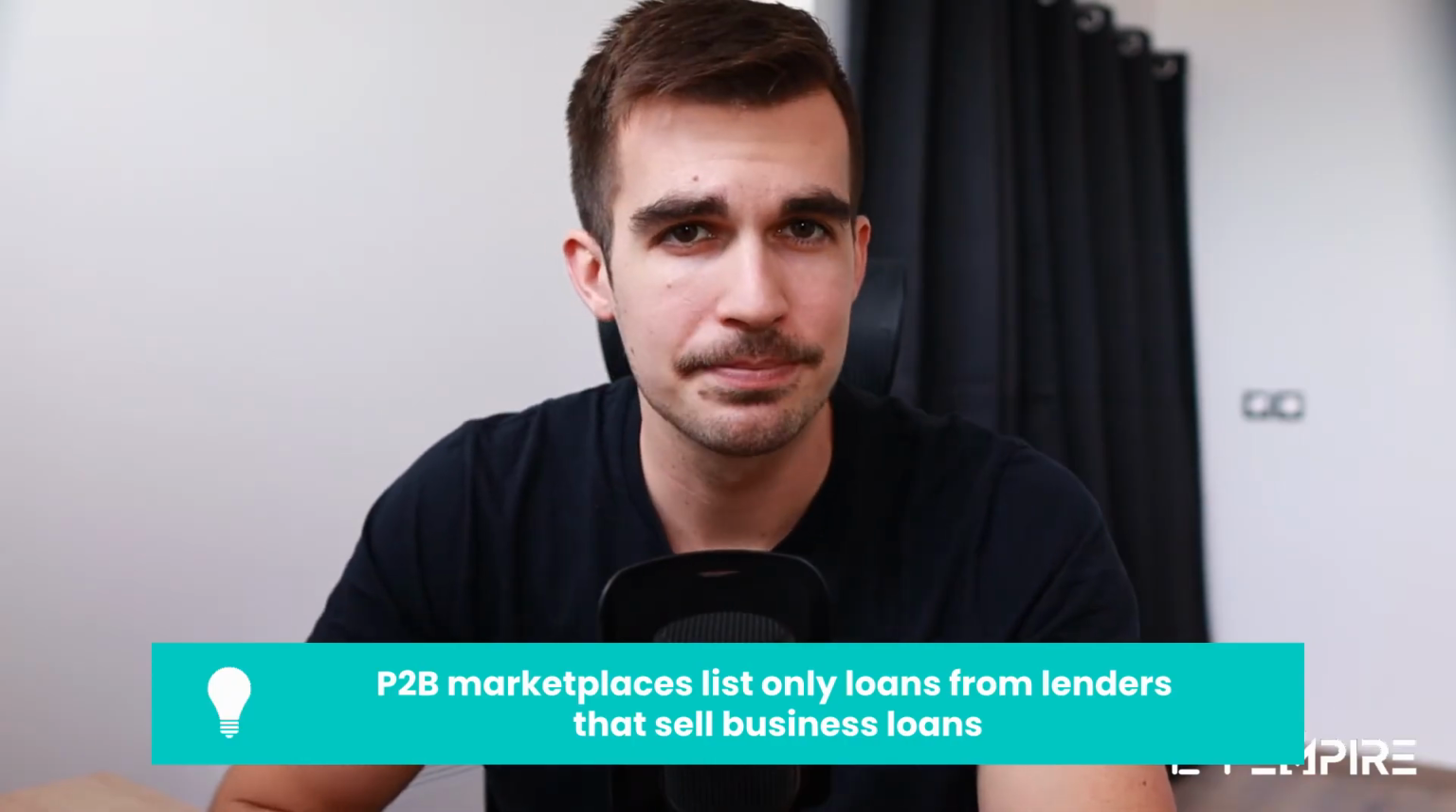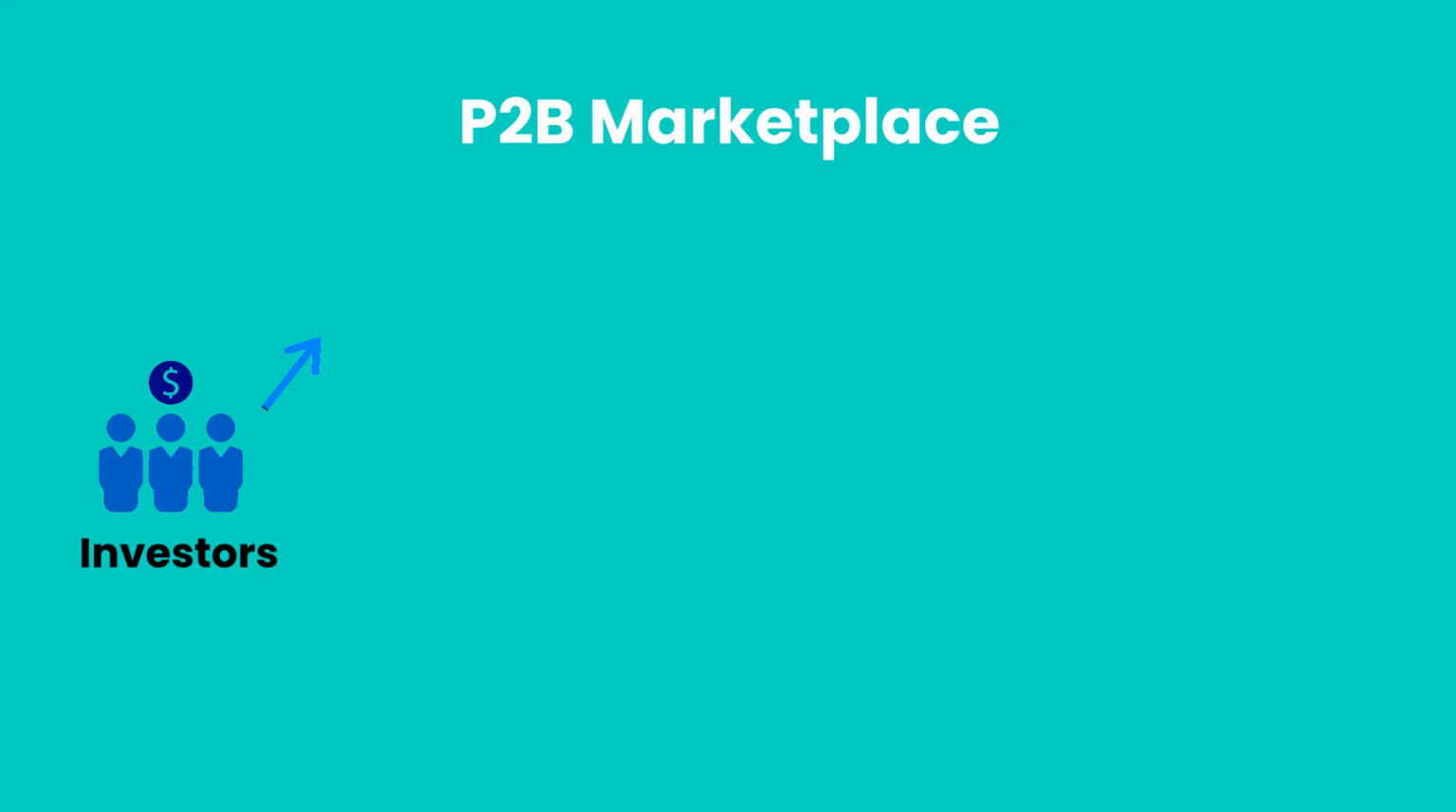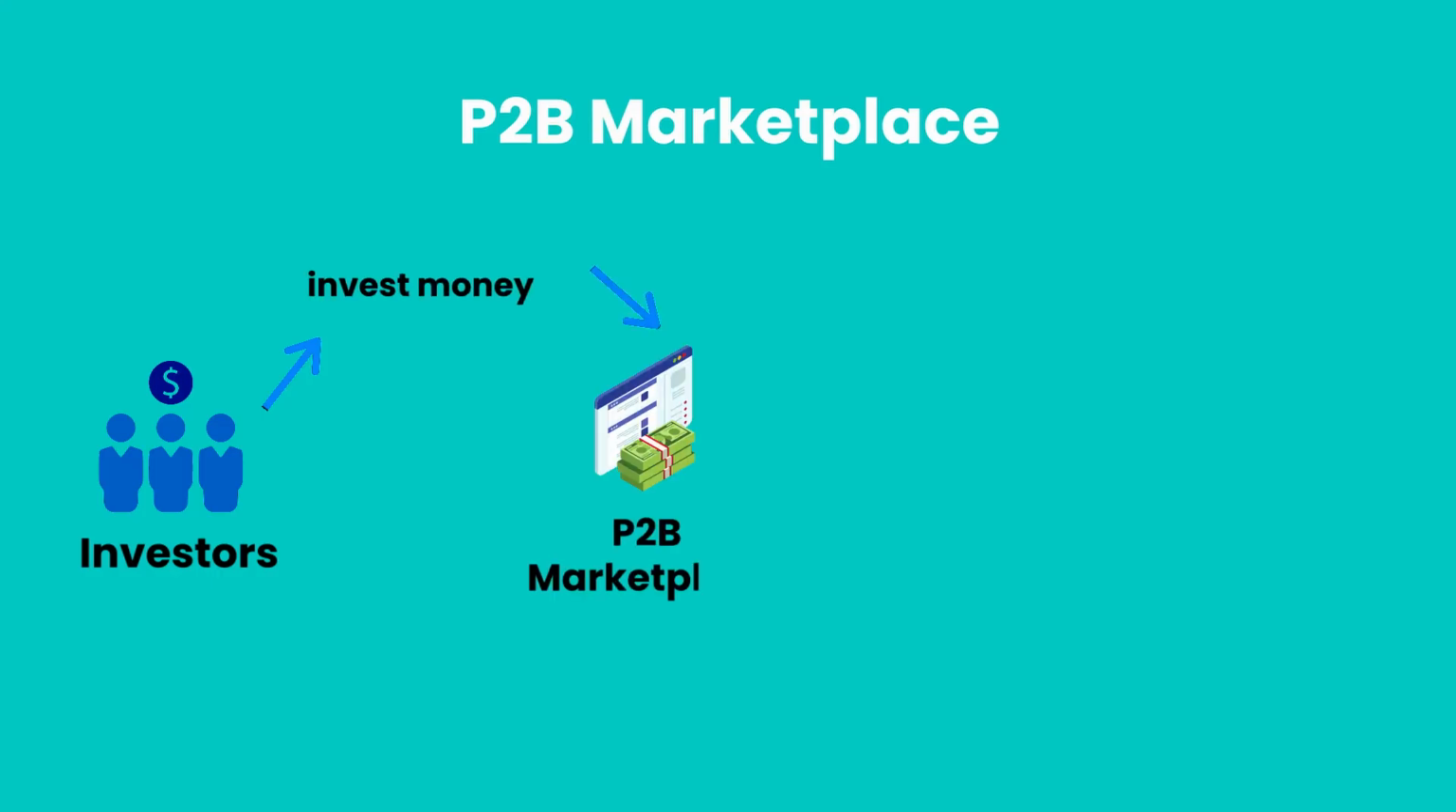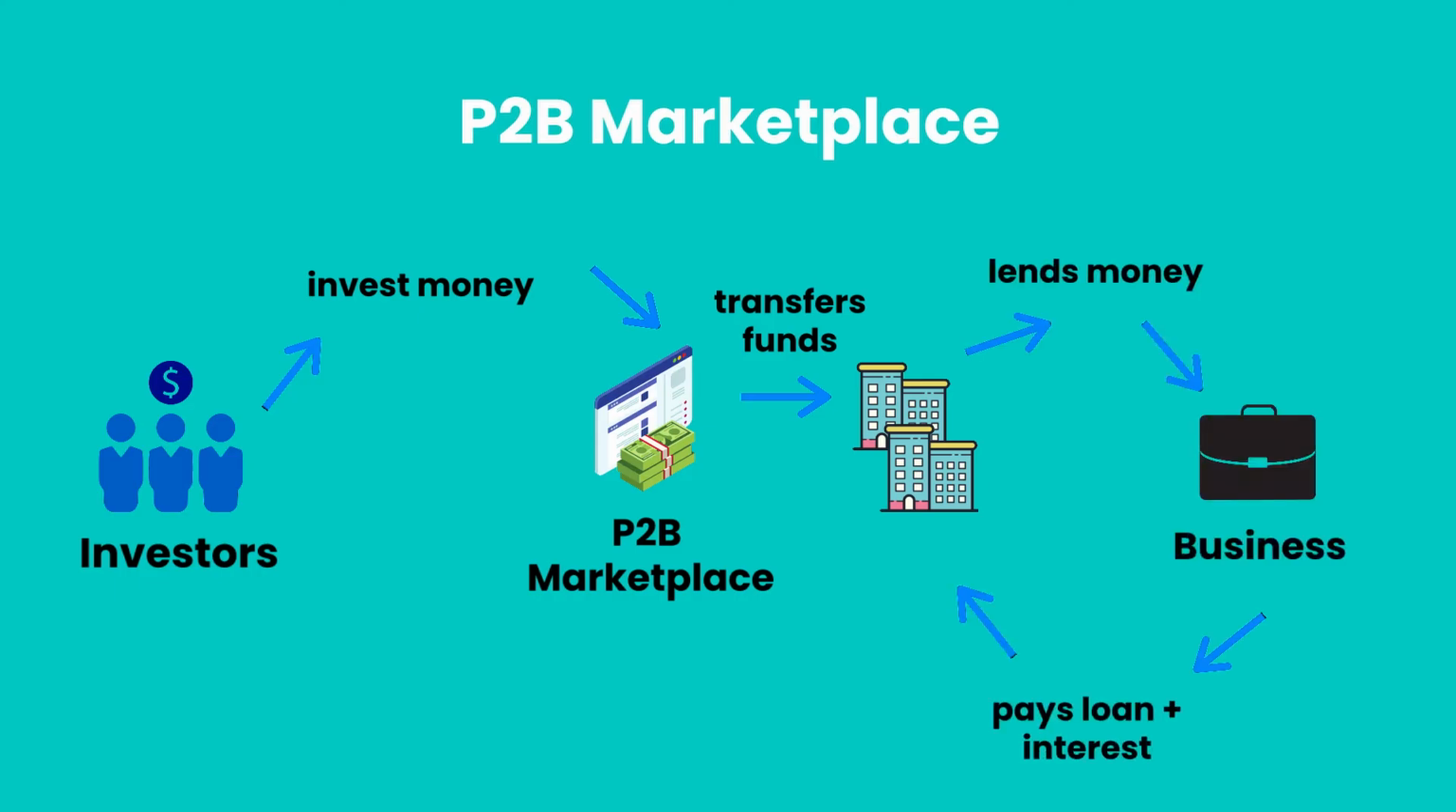So here's how it works. You invest your money on a P2B marketplace, which sends the money to the loan originator. The loan originator then lends the money to the business, which returns the money with additional interest back to the lender. The loan originator transfers the funds back to the P2B marketplace, which deducts a fee and adds the funds back to your investor account.